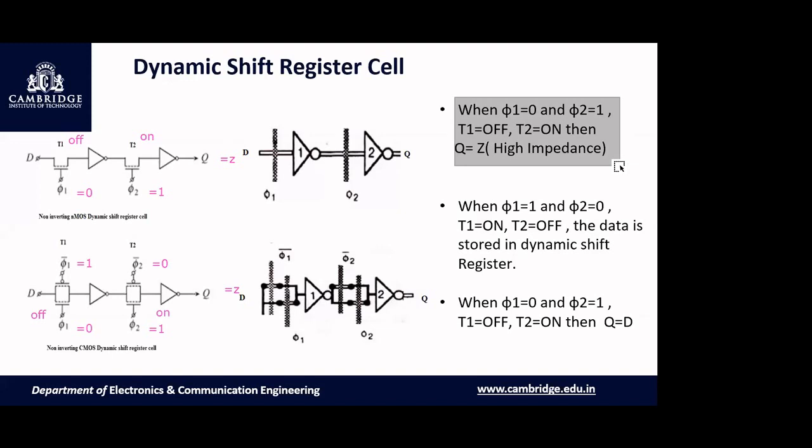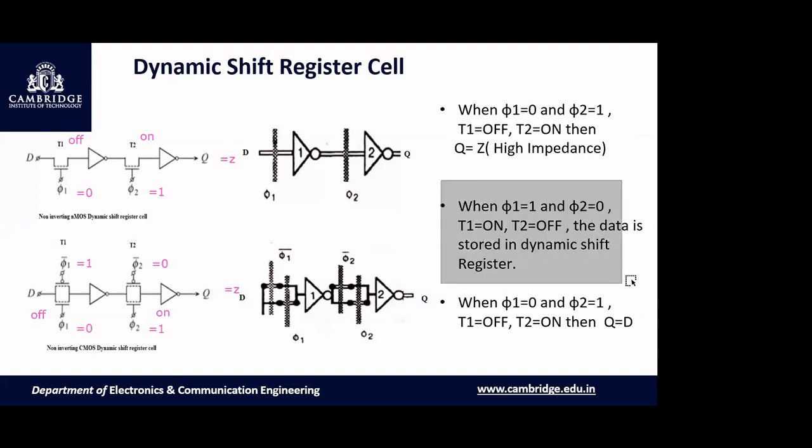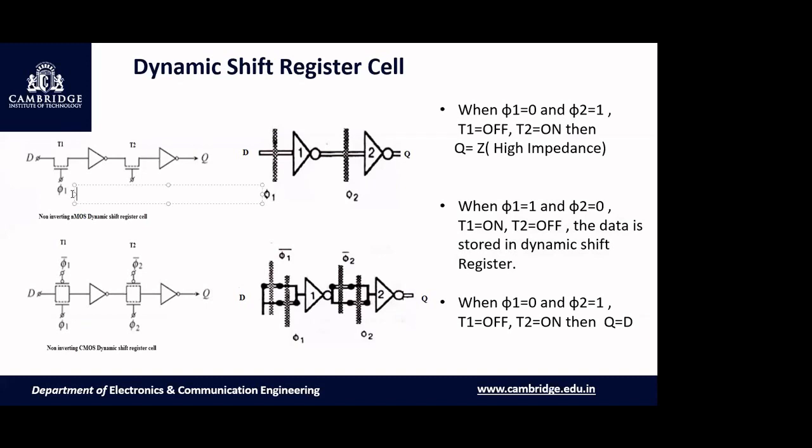Fine. Next, we'll change the clock. We'll have to change phi 1 from 0 to 1 and phi 2 from 1 to 0, right? So that whatever D input is applied, that will be stored in the register. Getting it? Okay. So now I'm changing the clock. Second case I'm considering.